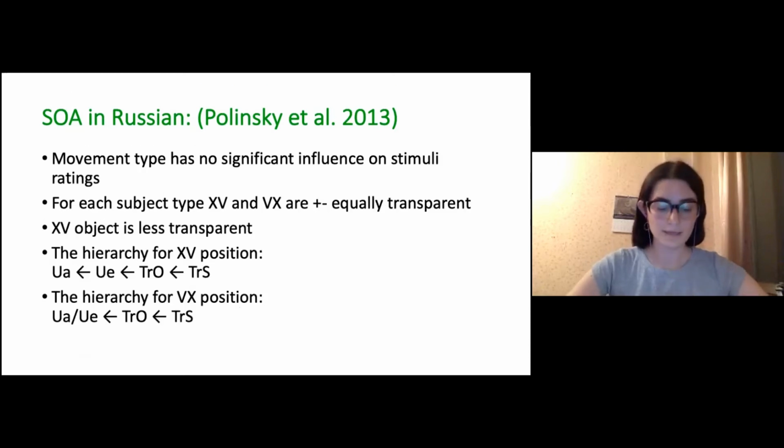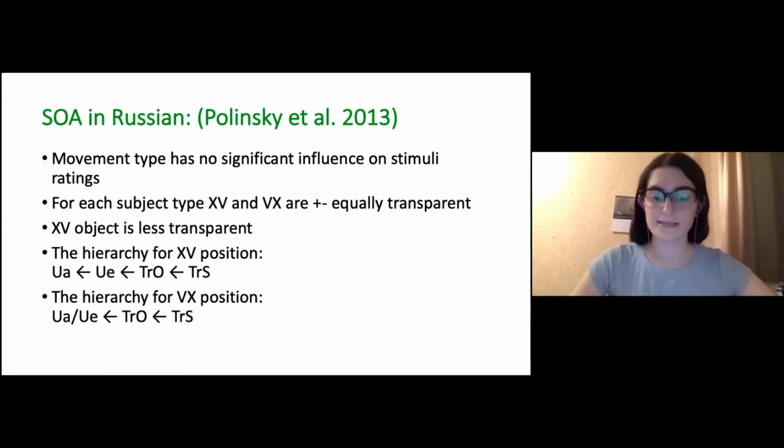The results are the following. Movement type did not show any statistical influence, and for each subject type, preverbal and postverbal positions have almost the same degree of transparency, but a preverbal object is much less transparent than a postverbal one, though. So the authors formulate the hierarchy. An unaccusative subject is the most transparent one, and a transitive subject is the most opaque one. And also, intransitive stimuli are rated higher than transitive ones in general.